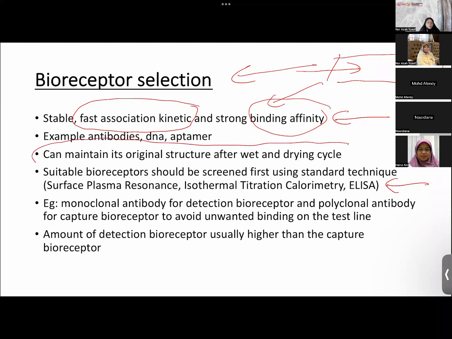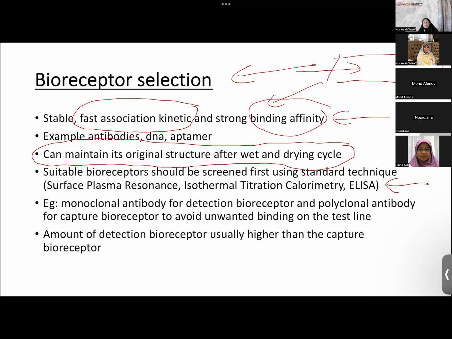So this one has to be done first before the construction of the lateral flow. And it's very important to check whether the bioreceptor is very stable, because when we do lateral flow, it's going to be a wet and dry cycle. We are going to impregnate with buffer, and then we have to dry in the oven or in a vacuum dryer. So you have to imagine that this will happen to the bioreceptors, whether you're using DNA, antibody, or aptamer.